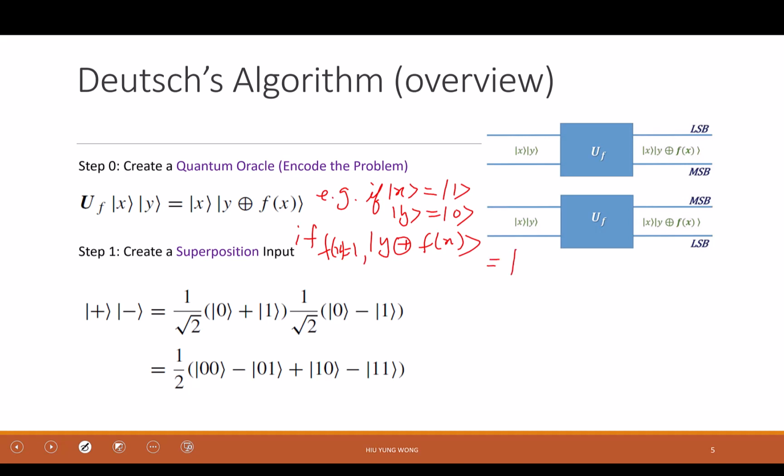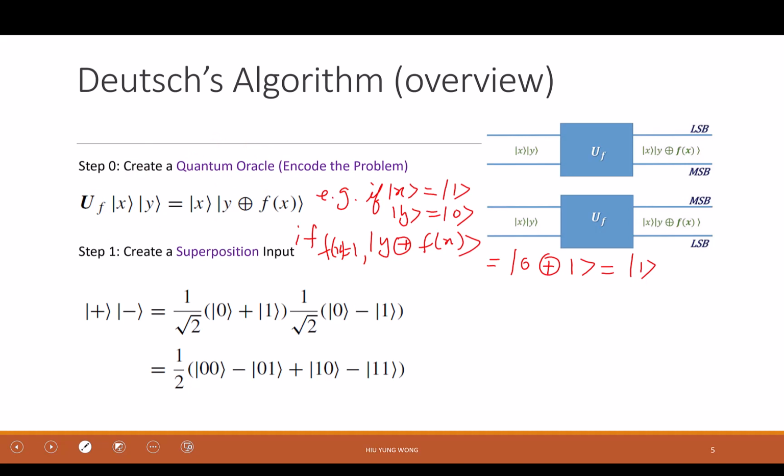Y is what? 0. F of x is 1. So 1 exclusive or 0 is 1. Okay? Does not make too much sense to you now. This is just an overview. I only need you to understand we do need to create a quantum oracle, which is just a gate.